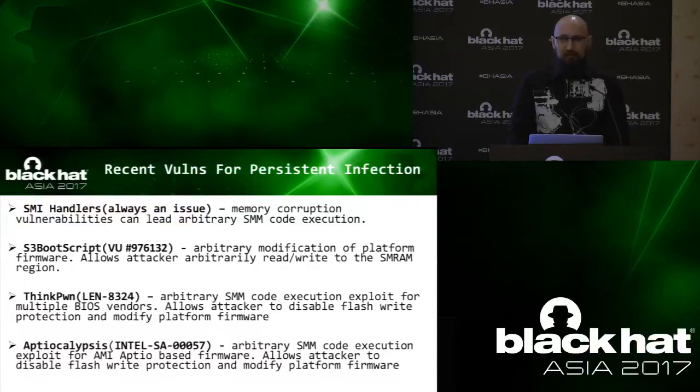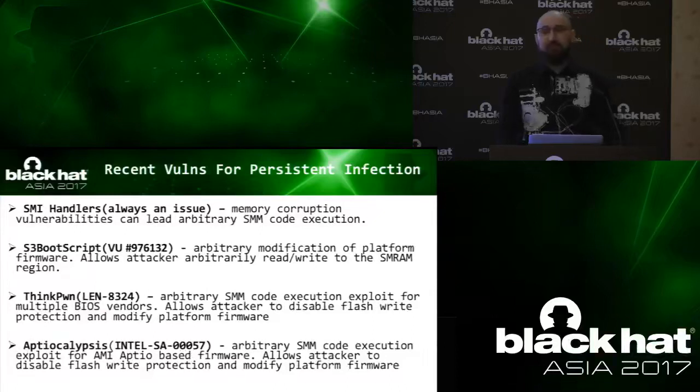Today we will also cover some vulnerabilities in one of the SMI handlers of the American Megatrends BIOS framework, which is used by Gigabyte for one of the victim hardware we will discuss today.